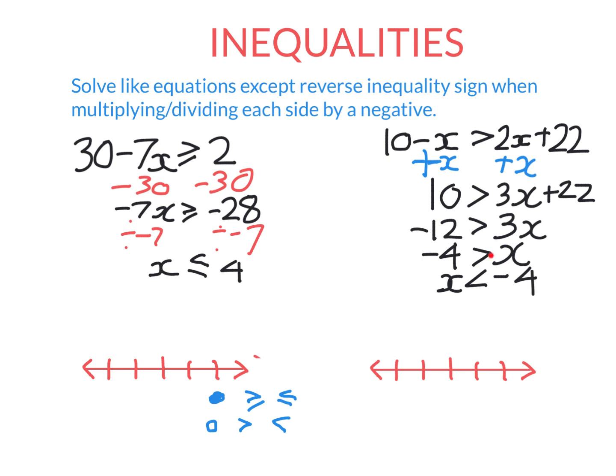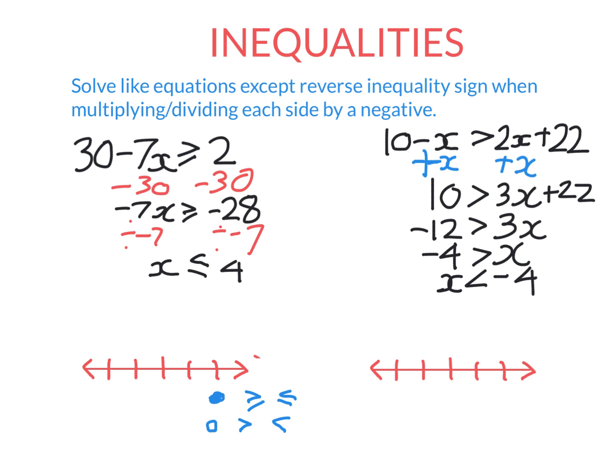Each of these inequalities has infinitely many solutions. A solution is just a value you can substitute for x to make this a true statement. So for this, I could substitute x for negative 4, or I could substitute x for negative 3, negative 2. There are infinitely many values. Similarly for here, infinitely many values. So we display our solutions on a number line like this.